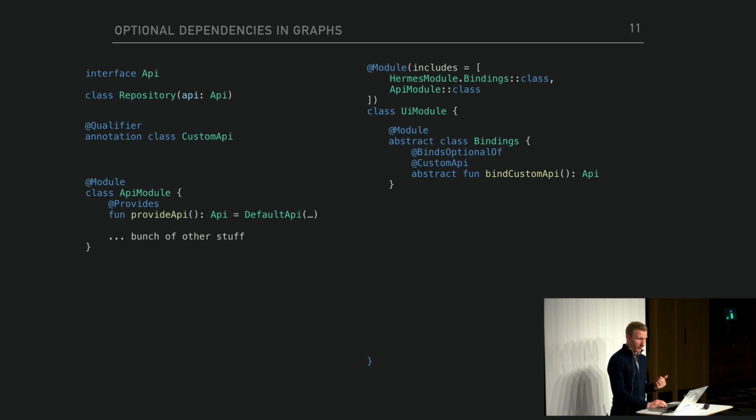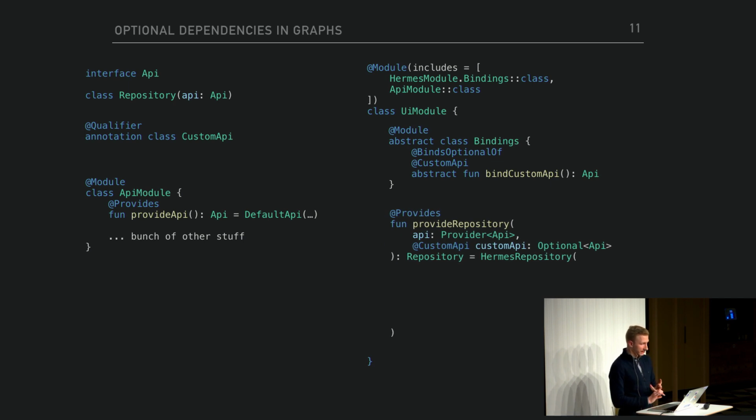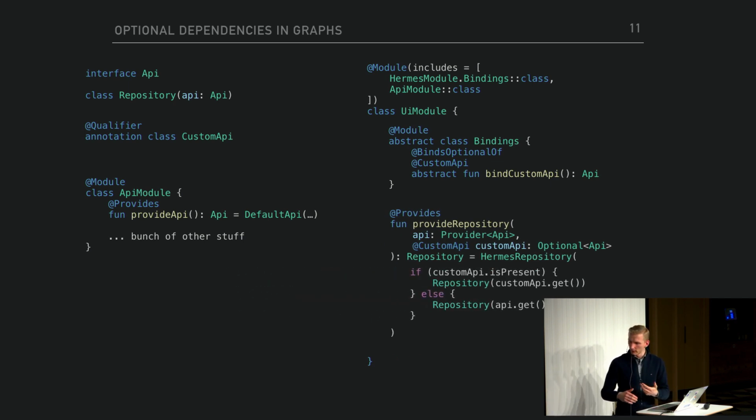In the repository provider, we can now inject both a regular API and an optional custom one. Then, if the latter is present, we can instantiate the repository using that custom API, otherwise proceed as usual. So if you want to use the unique API in one of your apps, you will simply need to install a module that provides you with a unique instance.